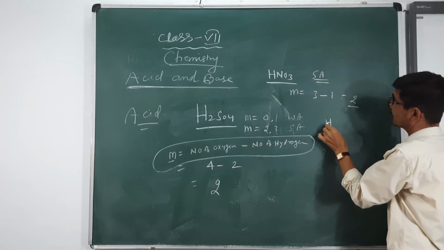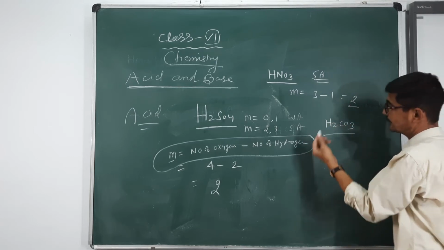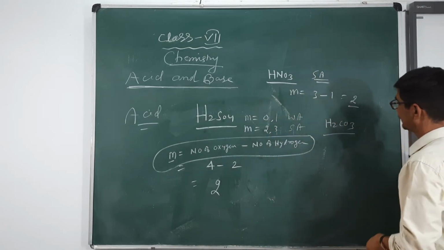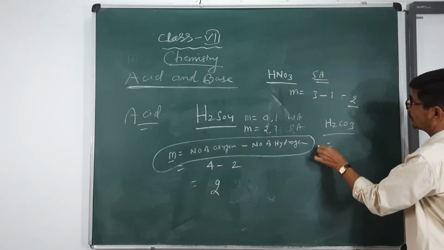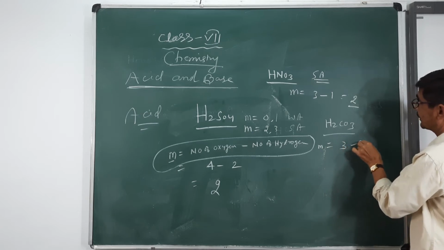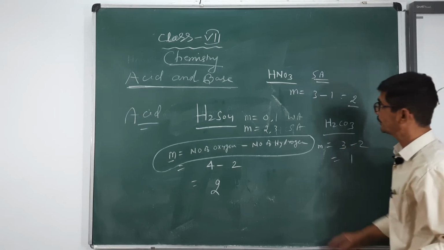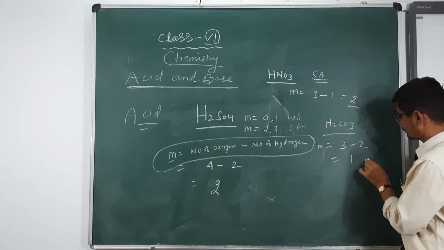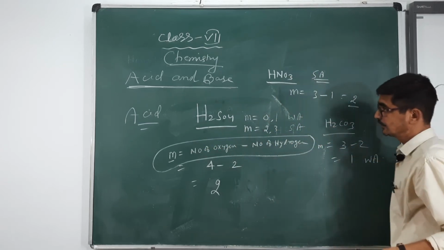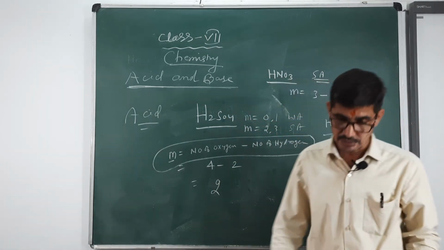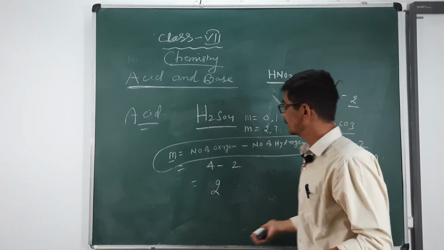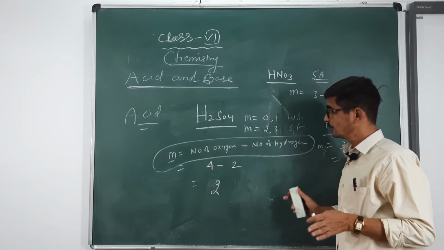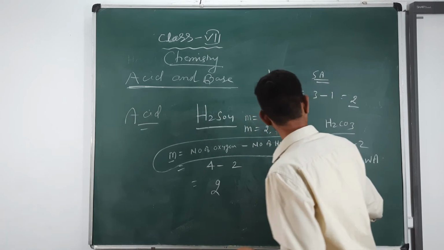But carbonic acid is called a weak acid. I have already explained these things. So now you can apply them here. The value of M equals what? Number of oxygen 3 minus number of hydrogen 2 equals 1. If the value is 1, then it is called a weak acid. So carbonic acid is a weak acid. This is a very important trick, with the help of which we know which one is a strong and which one is a weak acid, especially in the case of ternary acids.